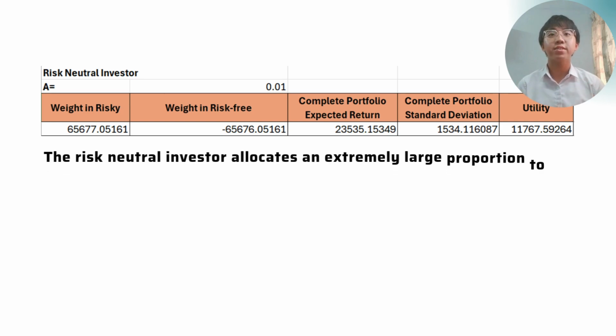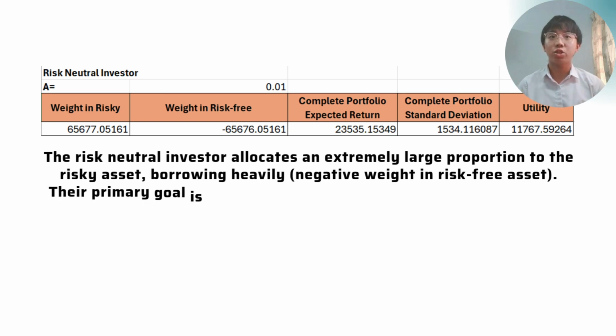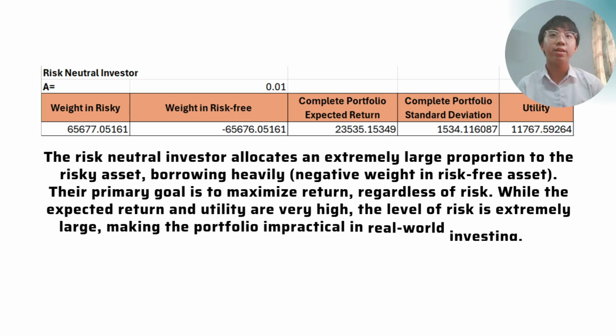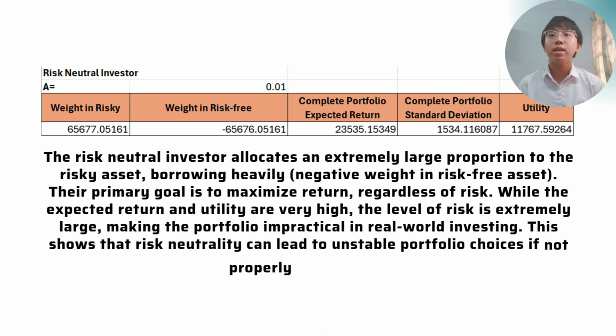The risk-neutral investor allocates an extremely large proportion to the risky asset, borrowing heavily with a negative weight in the risk-free asset. Their primary goal is to maximize return regardless of risk. While the expected return and utility are very high, the level of risk is extremely large, making the portfolio impractical in real-world investing. This shows that risk neutrality can lead to unstable portfolio choices if not properly constrained.